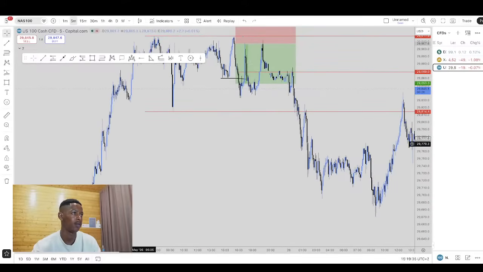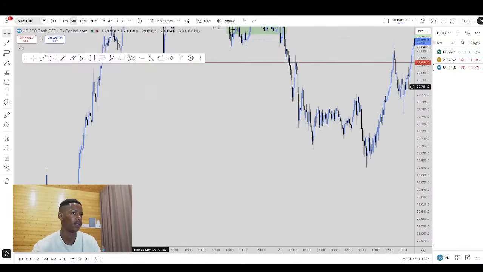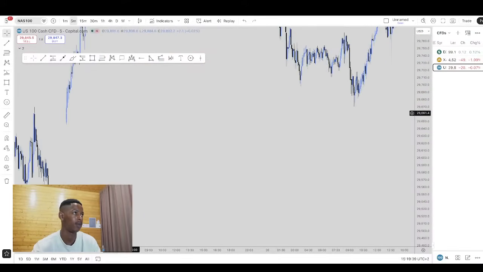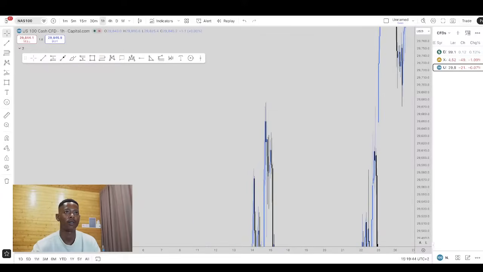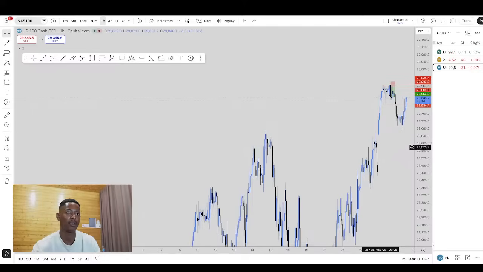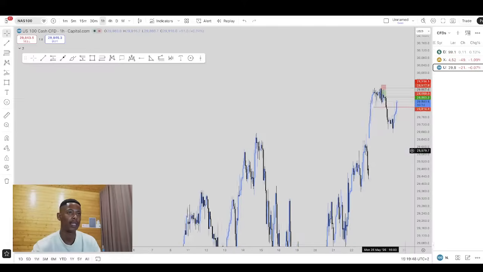Let me see, we had a gap. What was that gap? Oh no, it still didn't. That gap was here, this big one. So I think Nasdaq is gonna fall. Let me see, because this is the gap right here, this one here. So it didn't really close it fully.